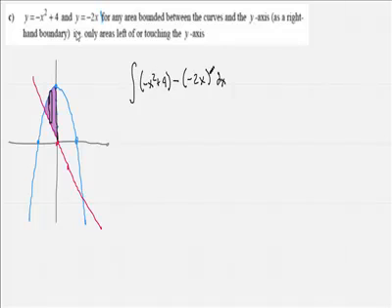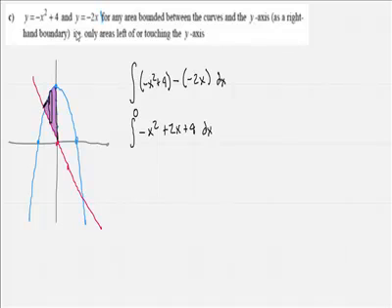Now, too many brackets, too many double negatives. Let's clean that up right away. We get negative x squared here. Negative negative 2x is plus 2x. And then we have a plus 4. That's better. It's not an integral without the dx. And for boundaries, in the x direction, we're stopping at x equals 0. That's the y-axis. That's our right bound or our upper bound.